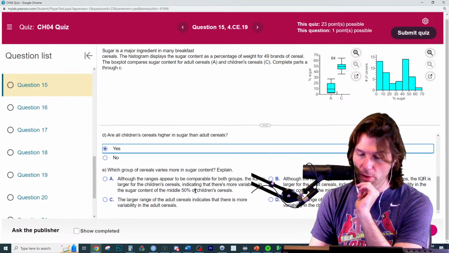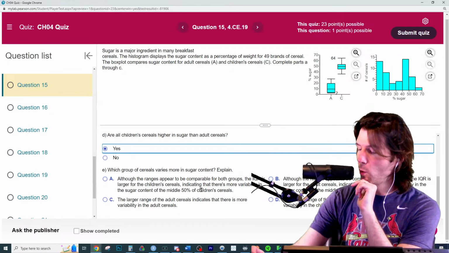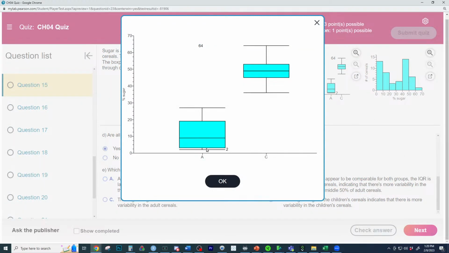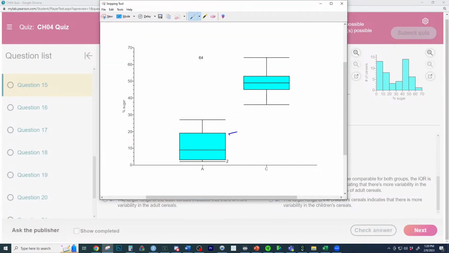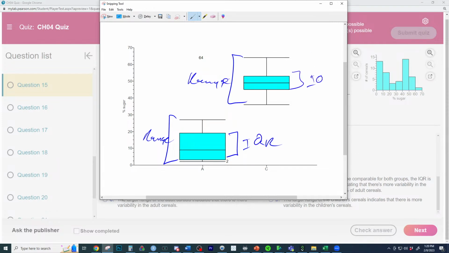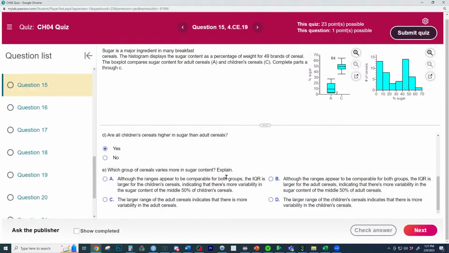Which group of cereals varies more in sugar content? Variation is going to be a measure of range or IQR. If you take a look at the IQRs right here, the adults have a larger IQR. Once again, this goes to the knowledge of box plots, that on a box plot, the box in the middle is the IQR. And this is the range right here. The ranges look to be similar, but the IQR for children looks to be smaller. IQR is a measure of spread, as is range. Box plots are going to generally show you better the IQR, which is the middle 50% of the data. So I would say the adults, although the ranges appear to be similar, the IQR is larger for adults, and that should do it. There we go.